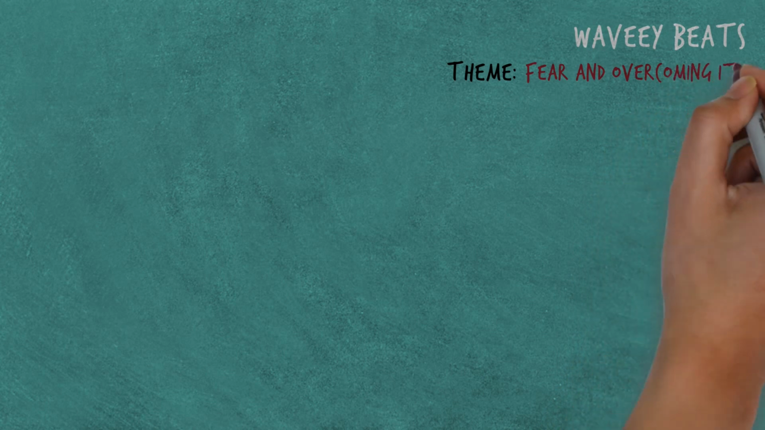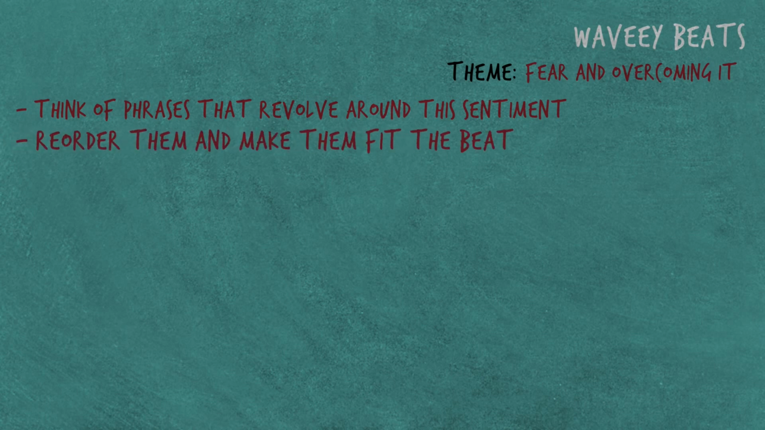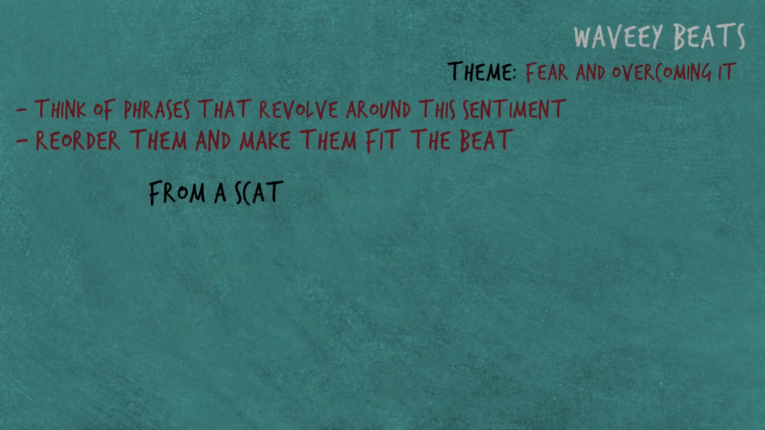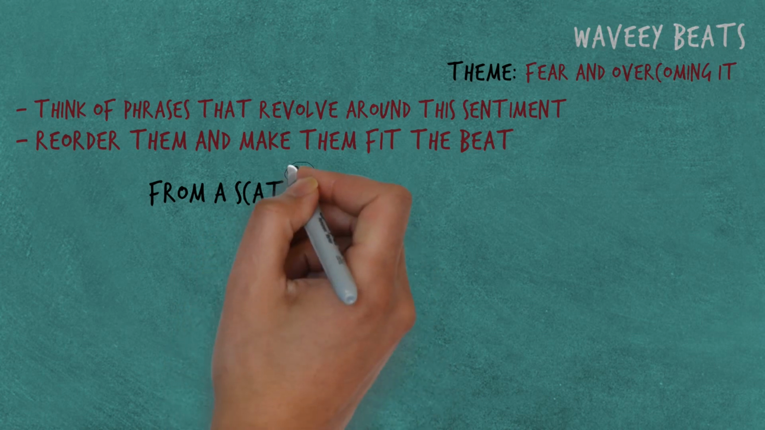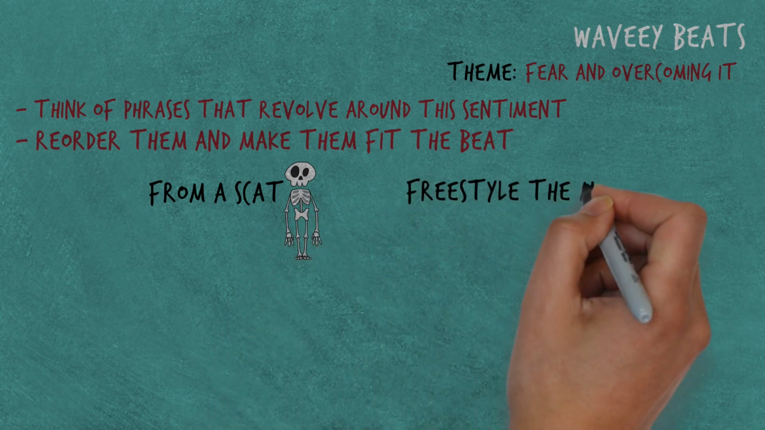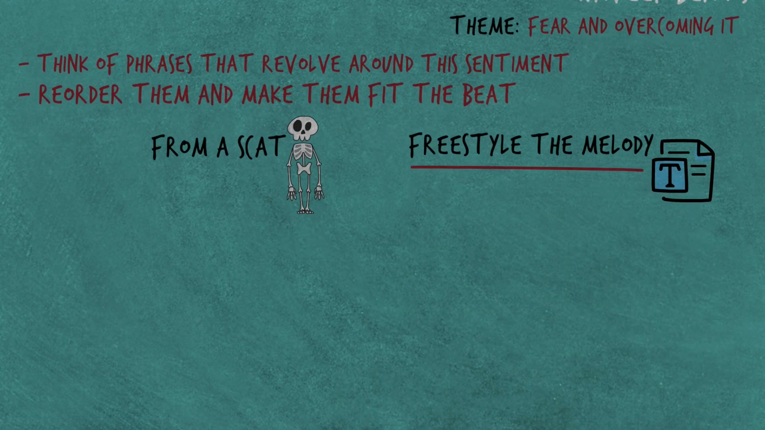I want to write something about fear and overcoming it, so basically we can think of phrases that revolve around this sentiment, after which we can reorder them and make them fit the beat. There are two ways to write, from a scat, which is a pre-created melody working as a skeleton for your lyrics, or you freestyle with the melody depending on the composition of the phrase. I'll use the second method for this example.